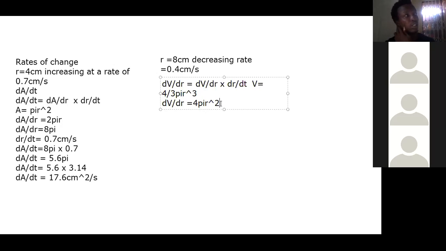So after getting this, we know r, we are given r to be 8. So just as we did for the first one, the V, the r is equal to 8, so this will be 8 squared there. So 8 squared. Are we given?